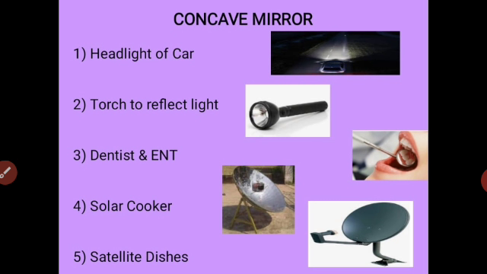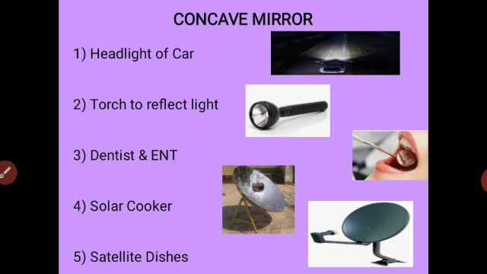Third use is in dentist and ENTs, the mirrors that they use. Now, all of us have seen the small mirror that the dentist puts in our mouth to check for any cavity present. That small mirror is concave and it is held very close to the tooth which is creating trouble. Now, why is it held closer inside the mouth?